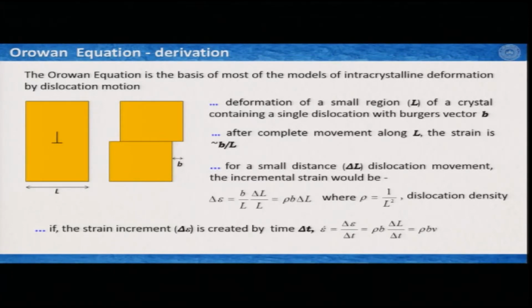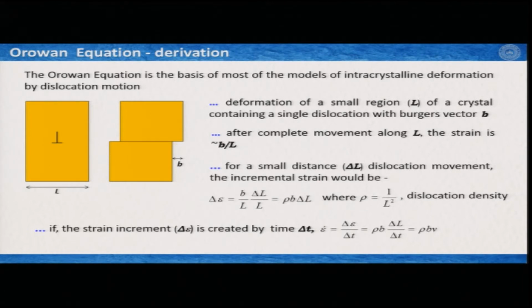So, the very basic idea of intracrystalline plasticity, as we have learned, is the movement of the dislocations through the crystal. Now, to describe it, the simplest way is the Orowan equation. The Orowan equation is nothing but the basis of most of the intracrystalline models from which the other complex equations or formulations are derived.